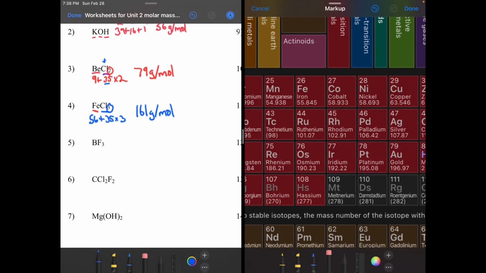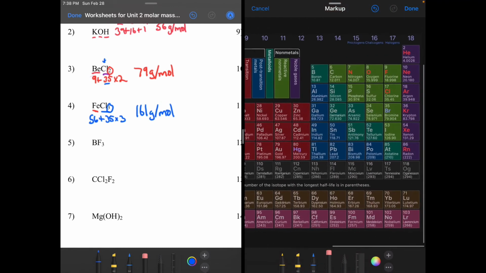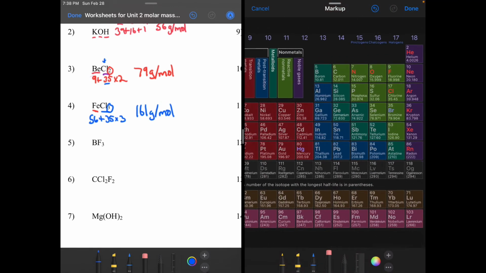So let's go over here. We're going to do boron trifluoride. Remember, that's a covalent bond, and so you have to add in the prefixes. But if you only have one, you don't have to put mono. It's just boron trifluoride.